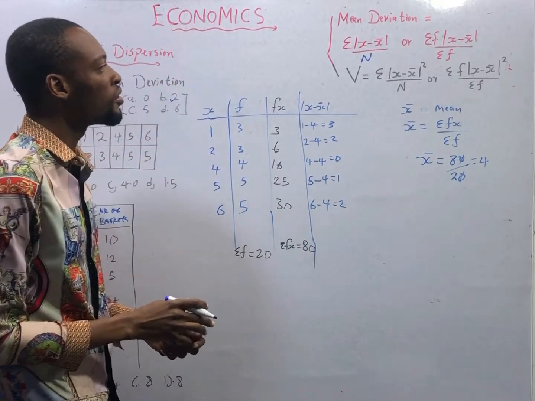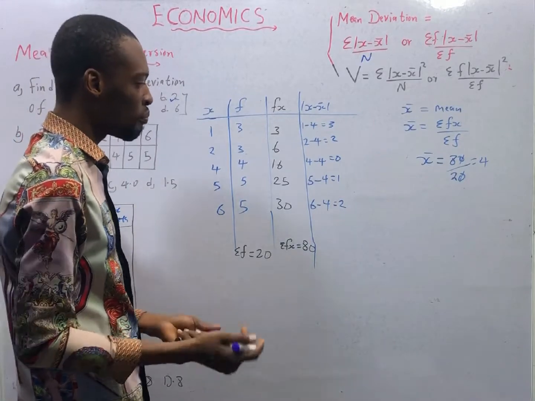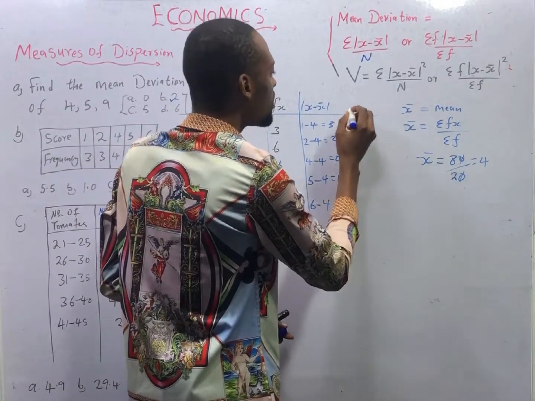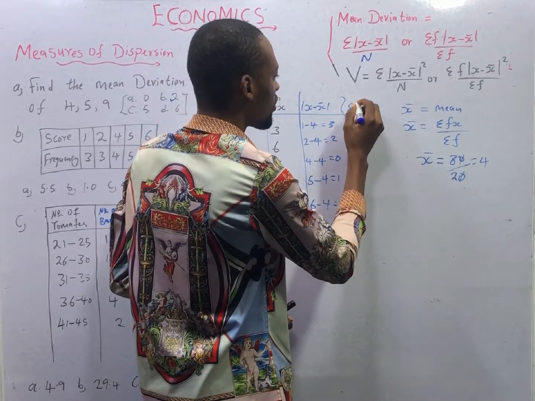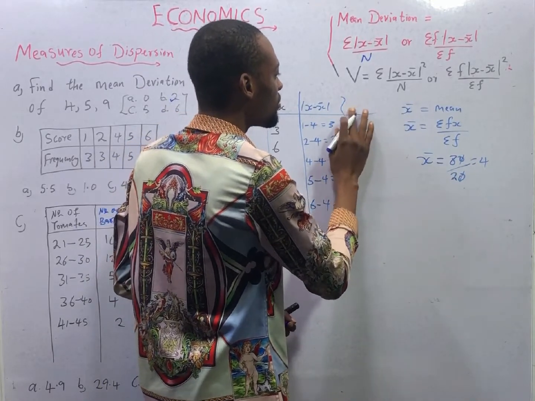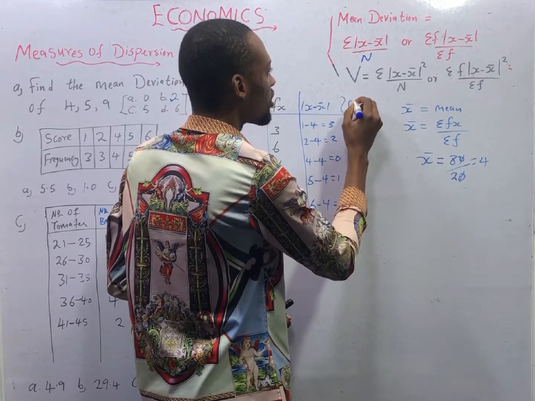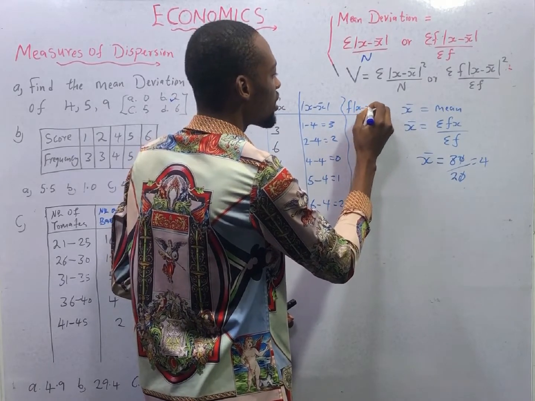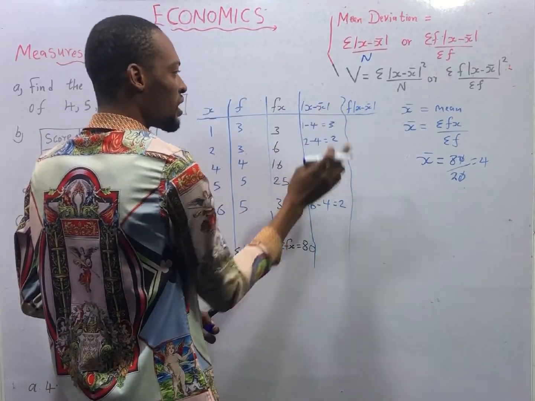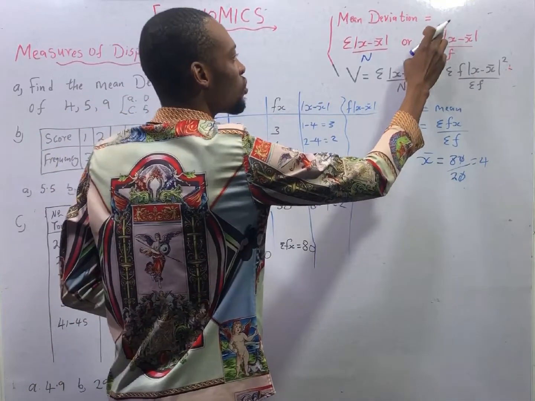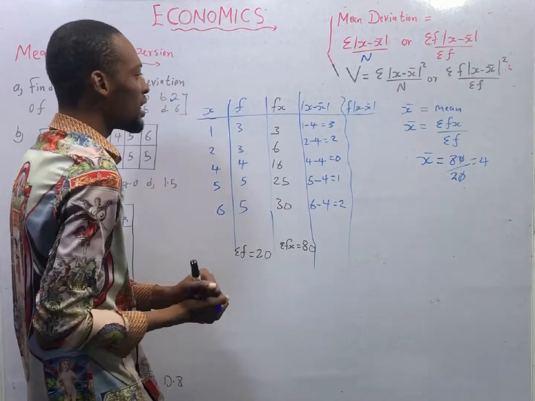So we've got the summation of S minus S bar. But for mean deviation, we need the summation of F. No, not summation yet. We need F times S minus S bar. So this is F. This is S minus S bar. We multiply. That is what here means. So how do we do that?